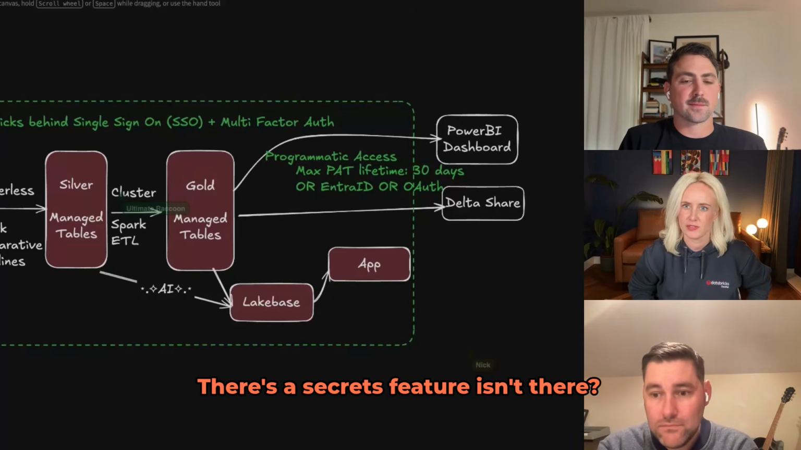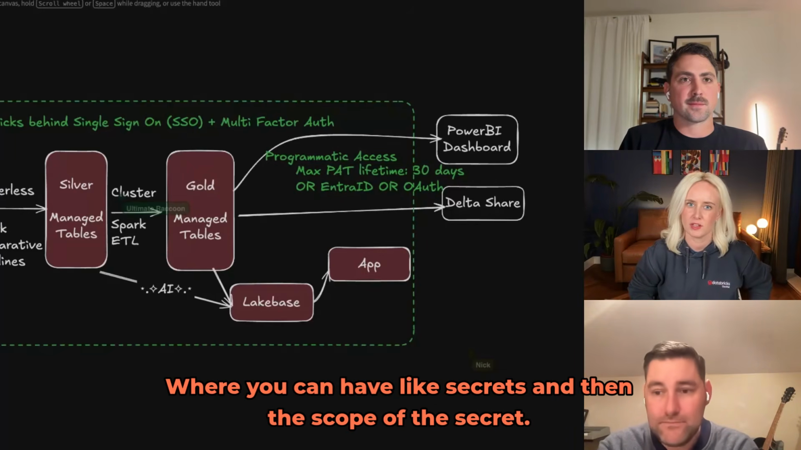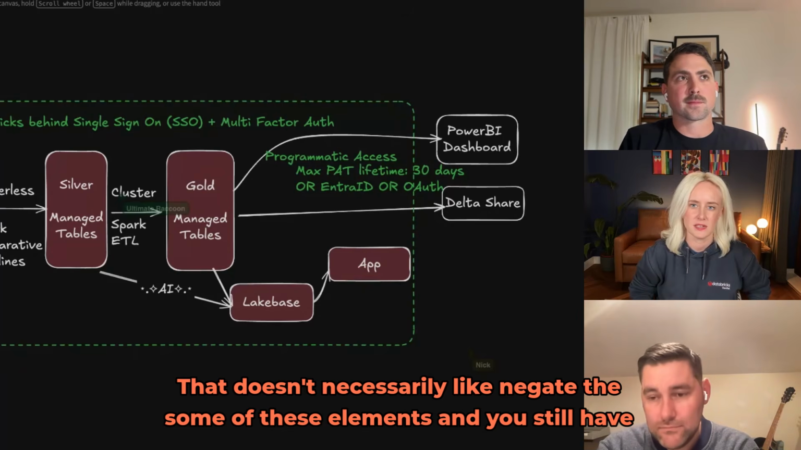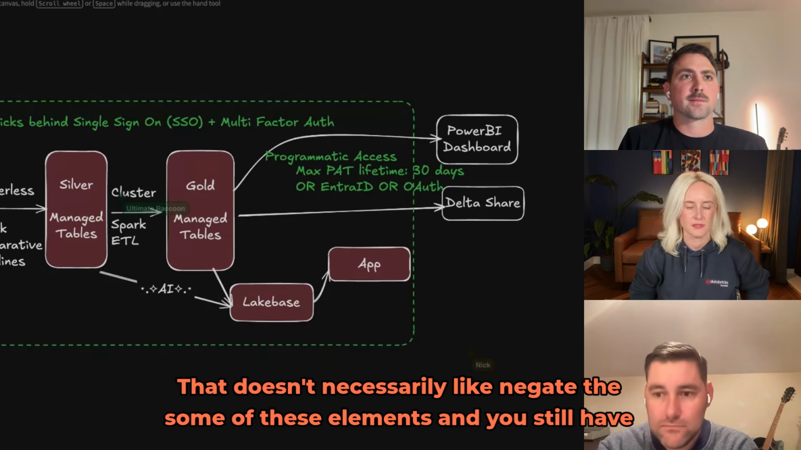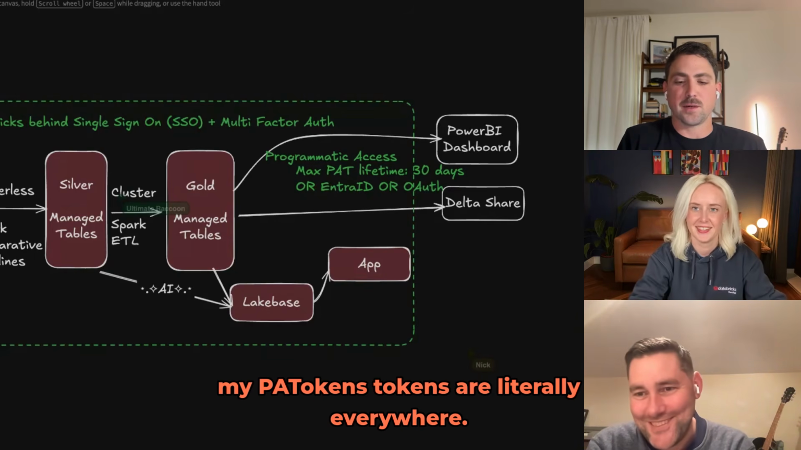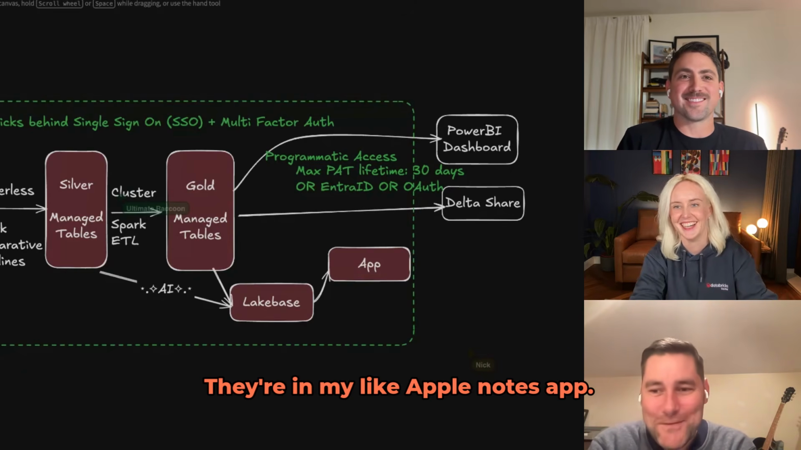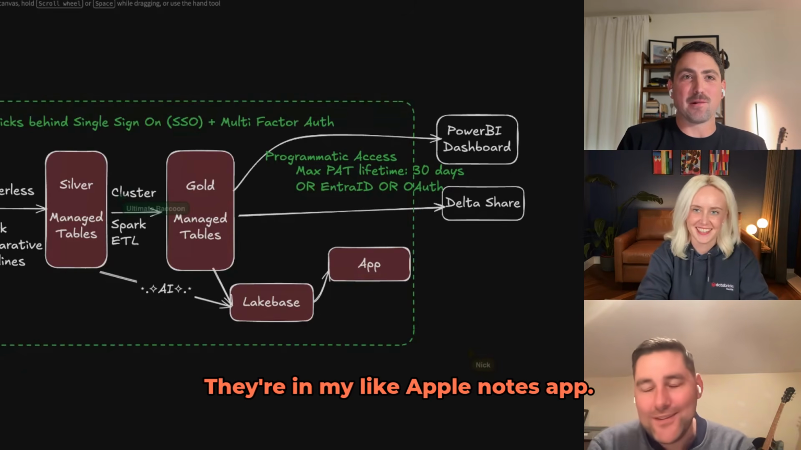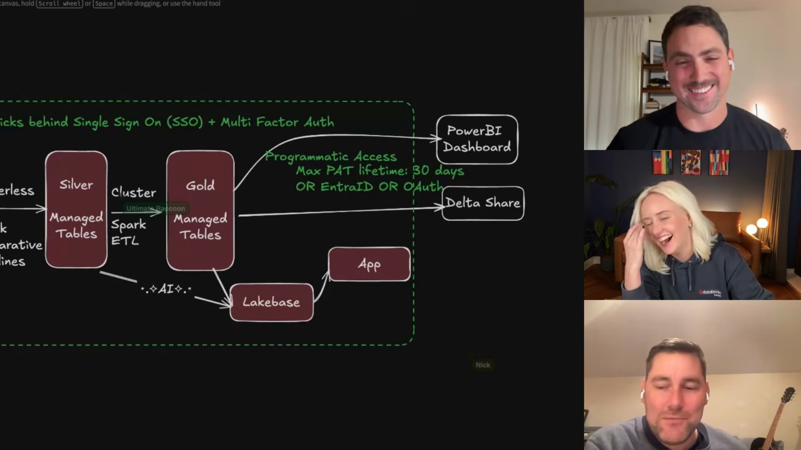There's a secrets feature, isn't there, where you can have secrets and then the scope of the secret. That doesn't necessarily negate some of these elements, and you still have to rotate them manually. But yeah, don't do that. My PAT tokens are literally everywhere. They're in my Apple Notes app.